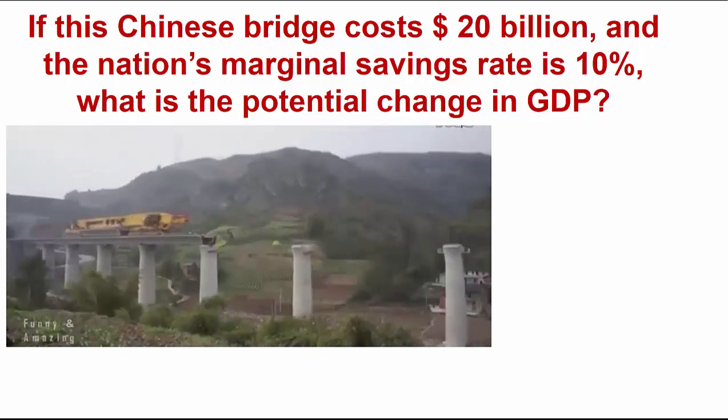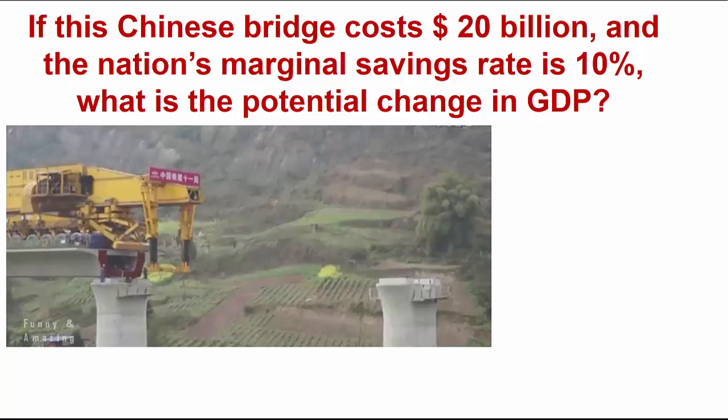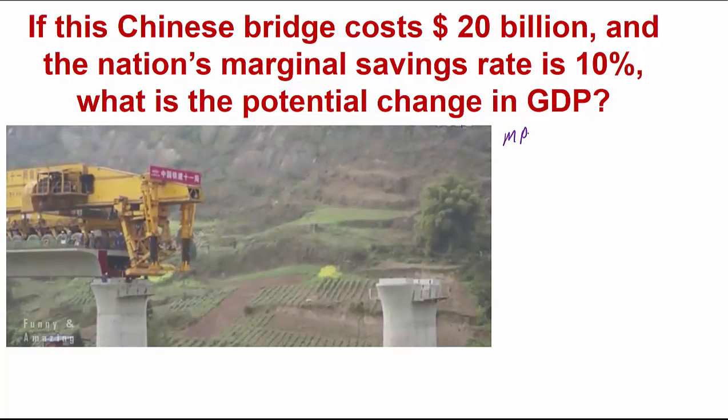Alright, here's another bridge. Building lots of bridges here. So this is in China. They're building a bridge, and it costs $20 billion, and their marginal savings rate is 10%. So we're using a different word here. Marginal savings rate, 10%. That says that the MPS equals 0.10.